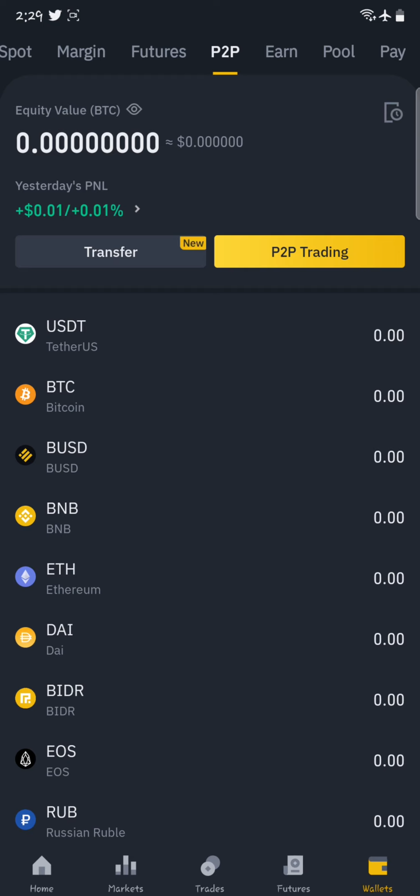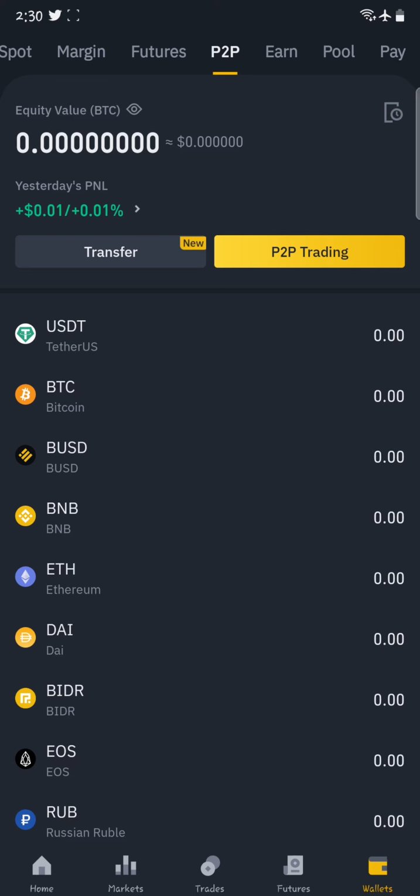Today I'll be showing you how to use Binance for peer-to-peer exchange. Because of the current cryptocurrency restrictions and regulation, you cannot use several other platforms to buy crypto the way you would normally do before. So now you have to go through peer-to-peer exchange.